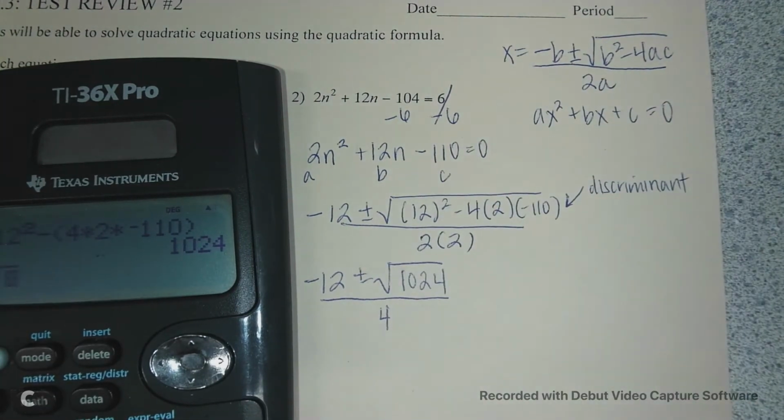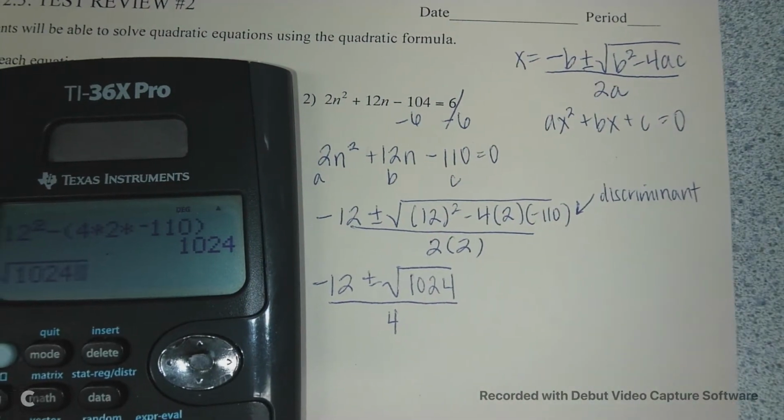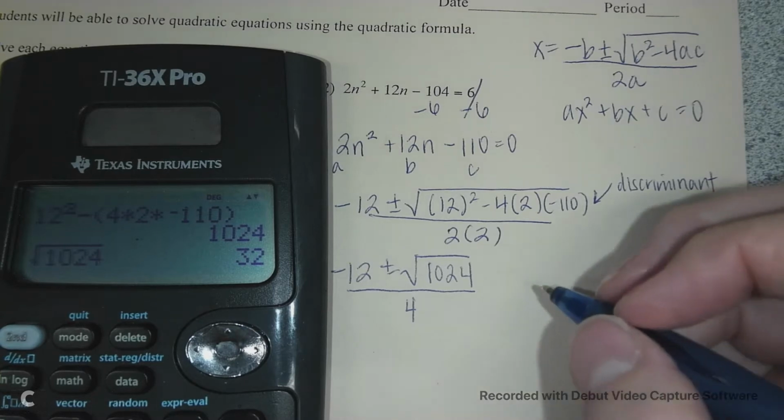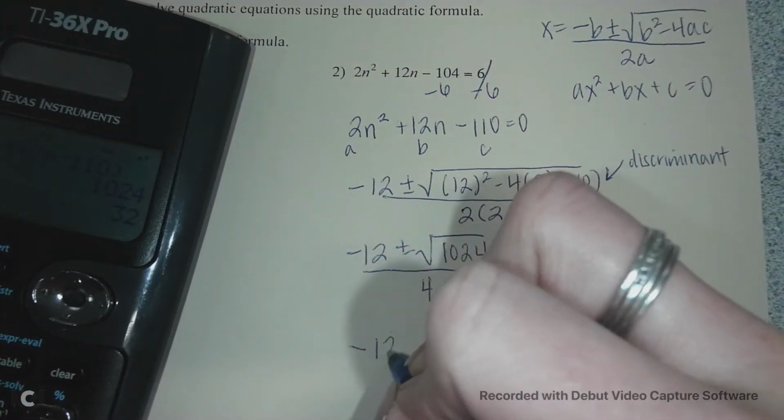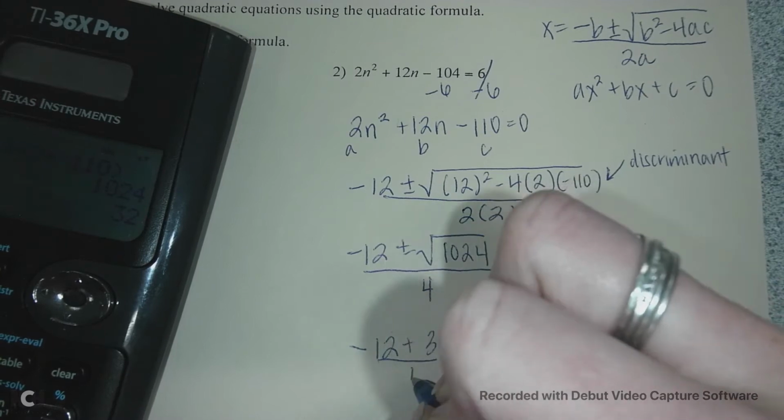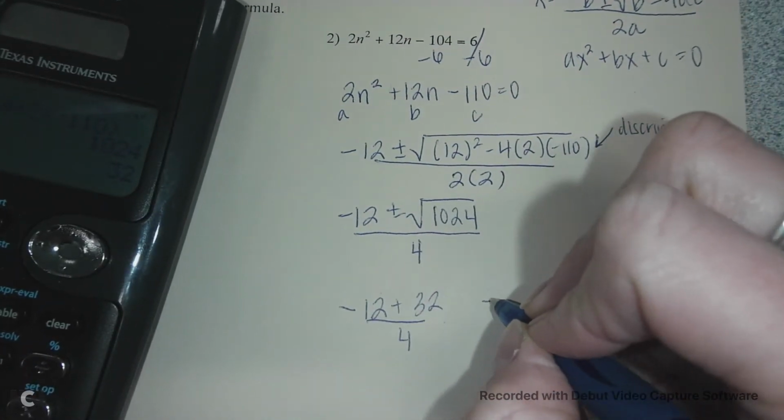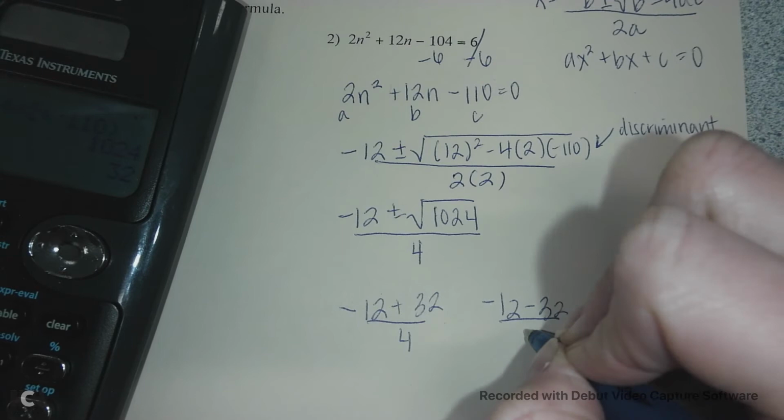Okay, so then I'm going to take the square root of 1024, and I get 32. So I really have negative 12 plus 32 over 4, and I have negative 12 minus 32 over 4.